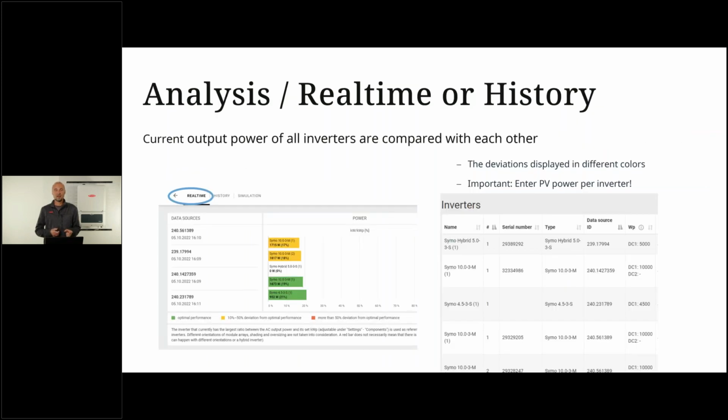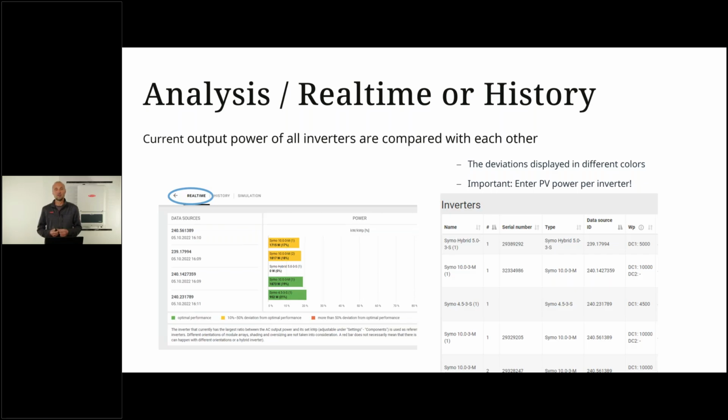If you have filled in that, you can also later find under analysis, real-time or history, a comparison of more inverters. If you have more inverters in one system, you see under real-time immediately what's going on in the system. So how are the different inverters performing? In this case, we have 5 inverters.